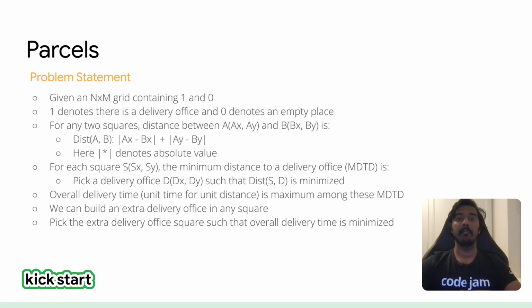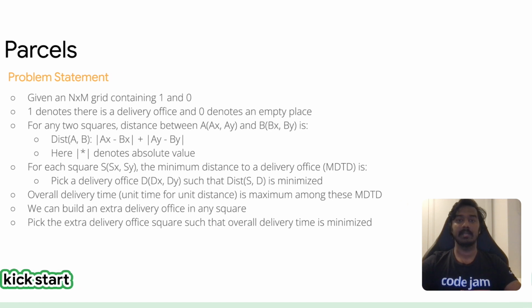Let's call this MDTD, the minimum distance to delivery. The minimum overall delivery time for the company would be the maximum among all the MDTD. Additionally, we can build an extra delivery office anywhere we want. So, we want to build a delivery office in such a place so that the overall delivery time can be as minimum as possible. Let's check some examples.